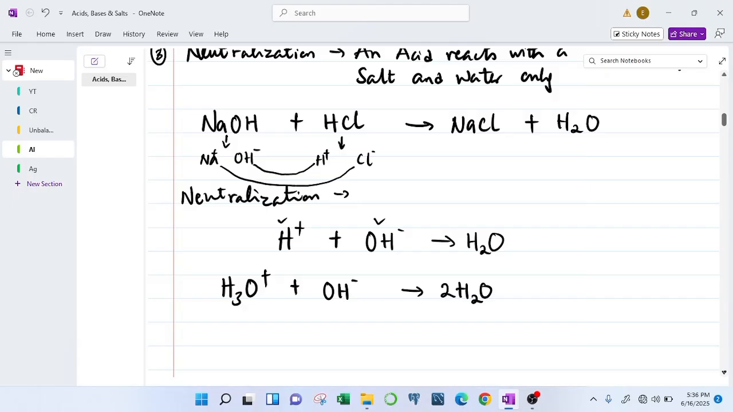You can define neutralization as an acid reacting with a base to give salt and water only, or it is hydrogen ion reacting with hydroxide ion to give water, or it is hydroxonium ion reacting with hydroxide ion to give water. Three definitions of neutralization. It all depends on what you want to use. And again, remember, you have hydrogen ion from the acid, hydroxide ion from the base. When they react together, they are neutralized and you get water.